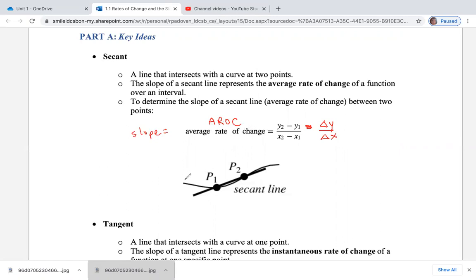So let's say this is my graph, this is my curve. This part here is my function, f of x. This is 1 point, P1, that's on the graph. This is another point. And so the secant line, this straight line here, is going through 2 portions of the f of x graph. This is my secant line right here.